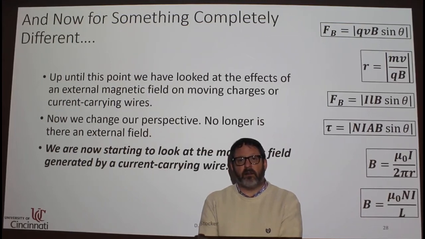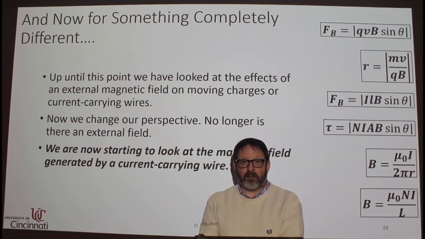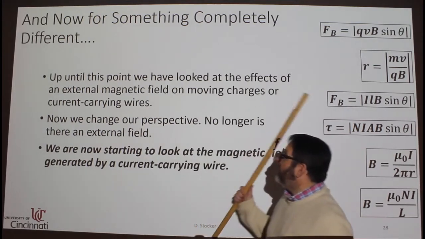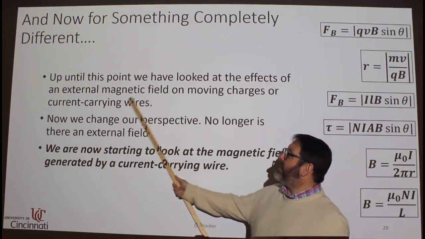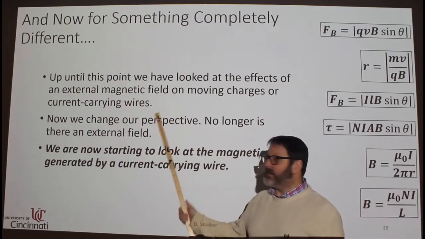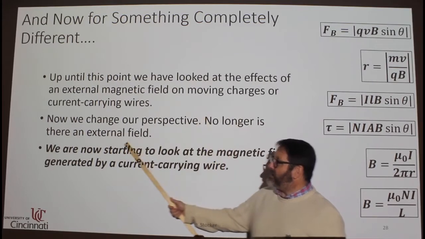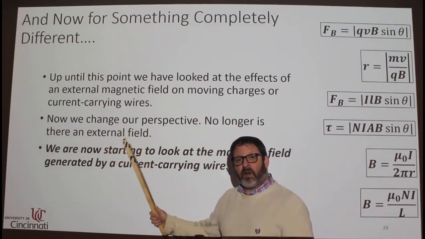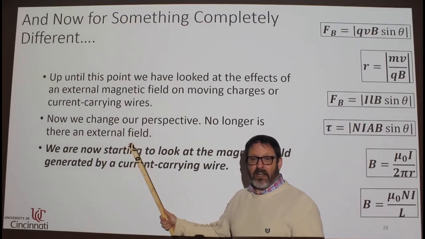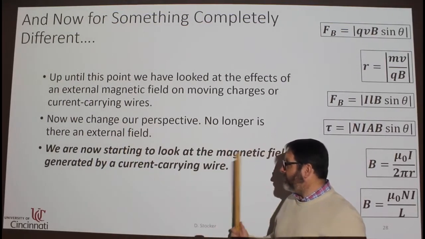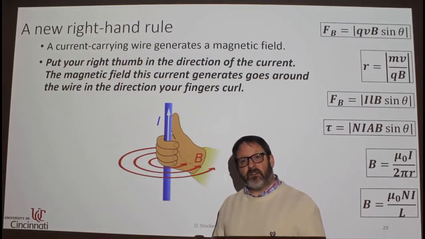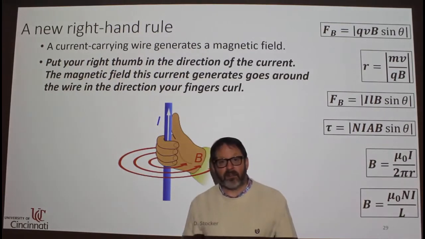In this video, I'll introduce the second right-hand rule that we have for magnetism. This one tells you about the magnetic field that's created by an electric current. Up until now, we've looked at the effects of an external magnetic field on moving charges. Now we're going to look at a case where there is no external magnetic field, but the wire carrying current itself creates a magnetic field. To determine the direction of this magnetic field, we have a new right-hand rule.